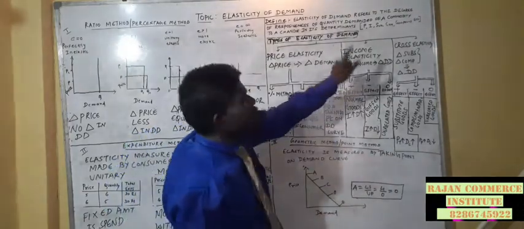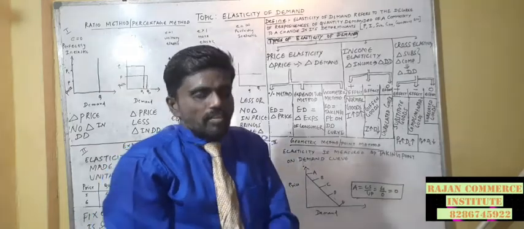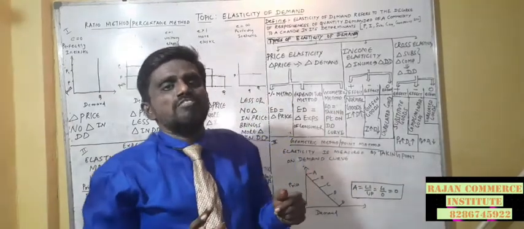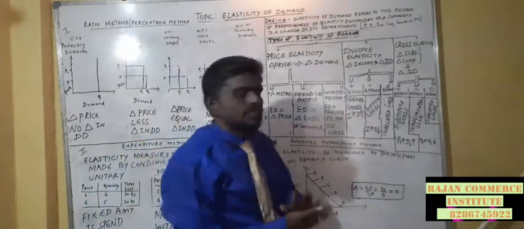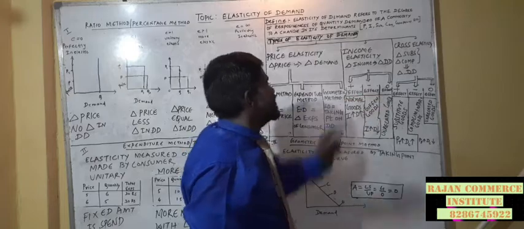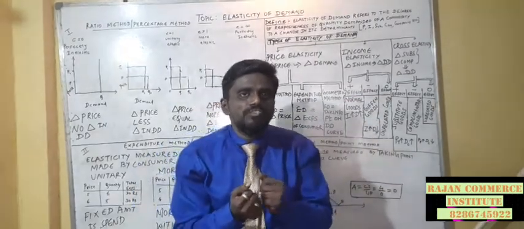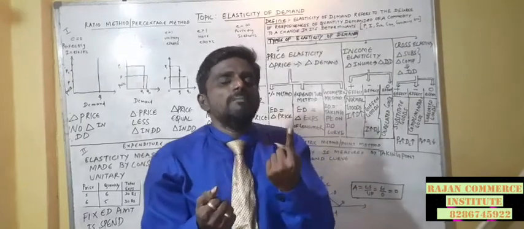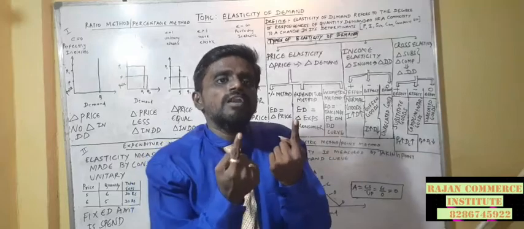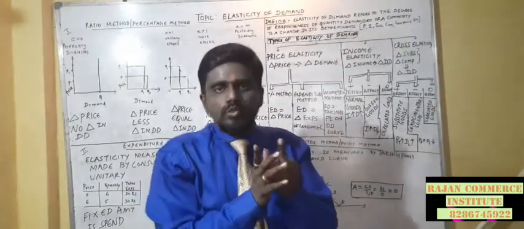Now come to the income elasticity of demand. You people know the meaning of income elasticity of demand: when a change in income leads to a change in the demand for the product. That has a positive effect, negative effect and zero effect. What's the meaning of positive effect? If the income of the consumer is rising, the consumer will have more demand. That's the positive effect, for normal goods.